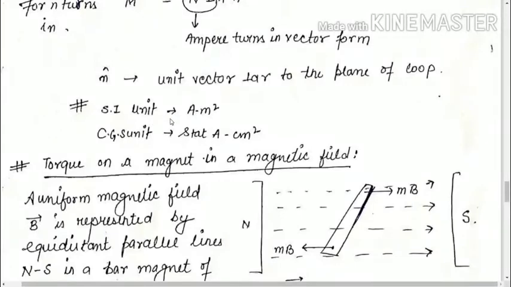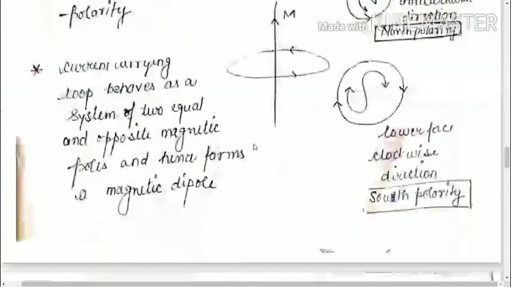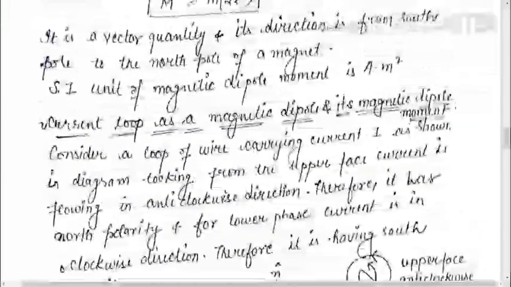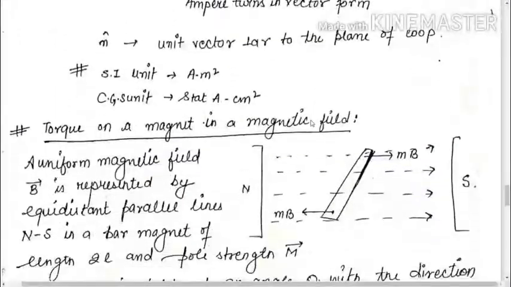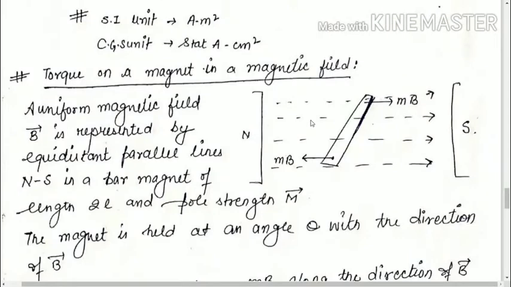So in SI units the pole strength has units ampere meter square, and in CGS the unit is ampere centimeter square. This is nothing but the expression for the magnetic dipole. Next is magnetic dipole moment. To consider the magnetic dipole moment, first of all we have to learn about the torque acting on a magnet in a magnetic field.